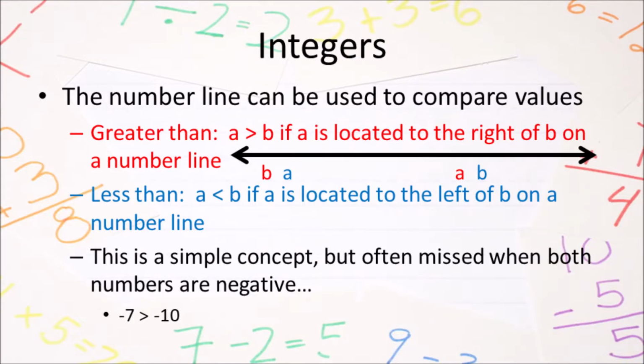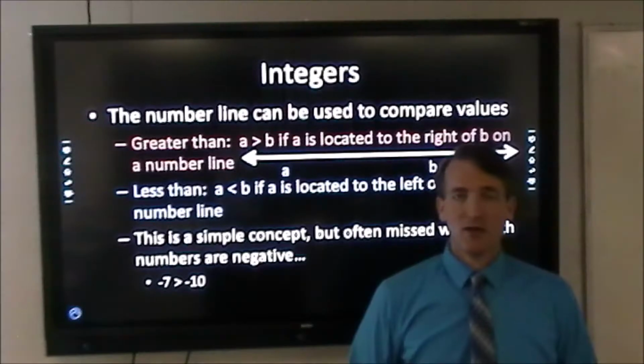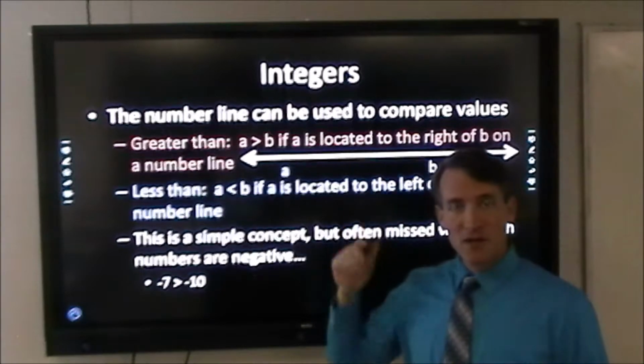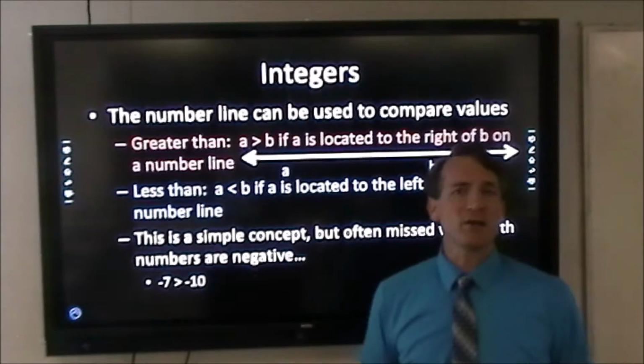This is a very simple concept, but where most students have problems is when we have two negative numbers that they're trying to compare. In many cases, they think, well, wait, 10 is greater than 7, therefore -10 has to be greater than -7. It might be beneficial to either draw a number line or to think about an analogy.